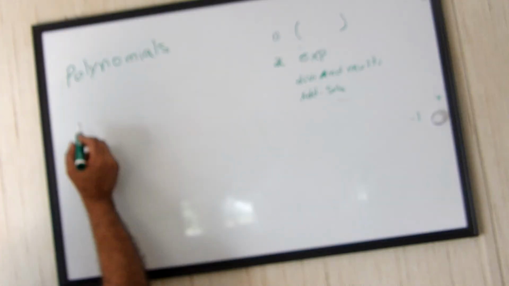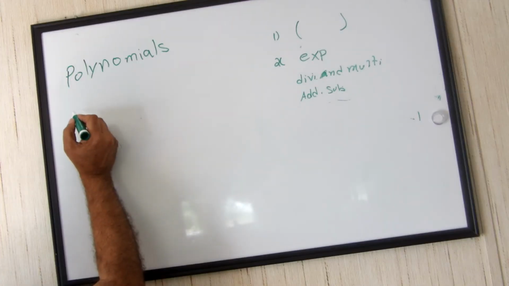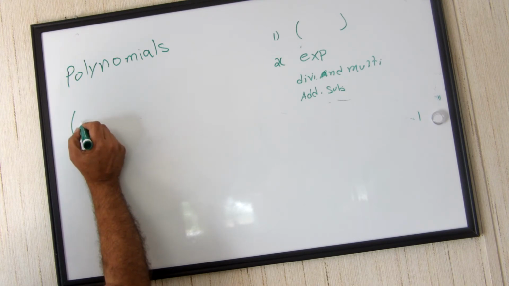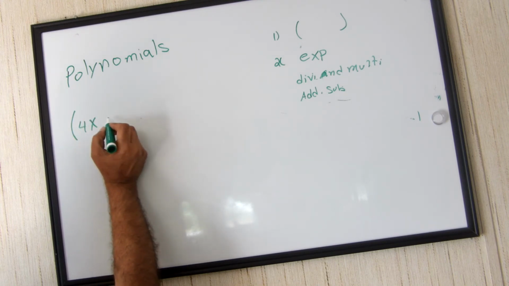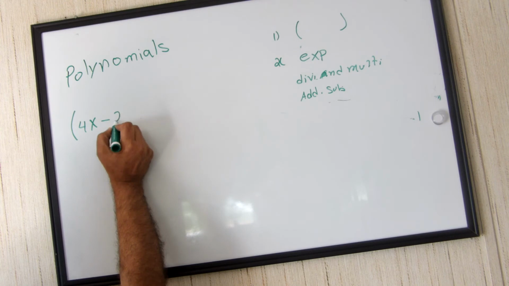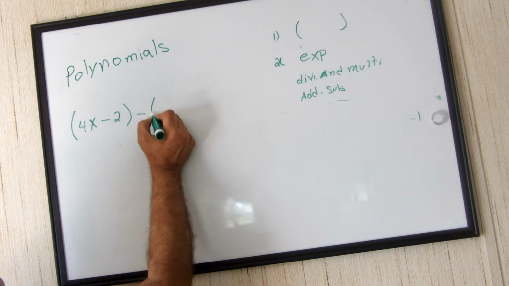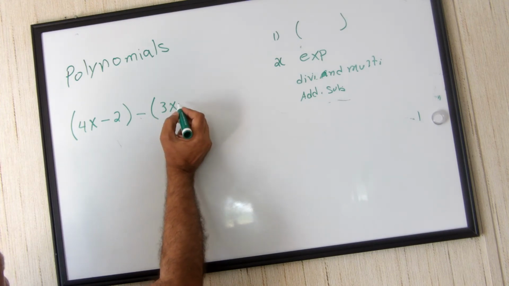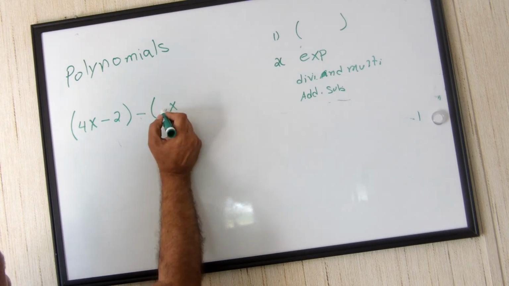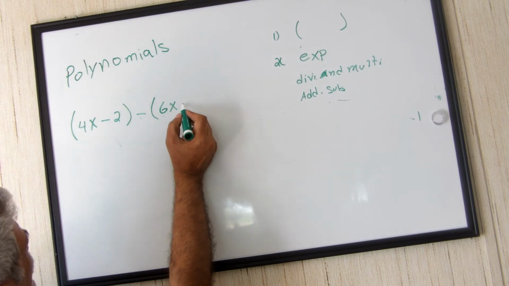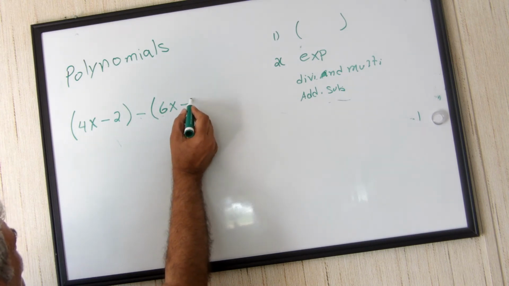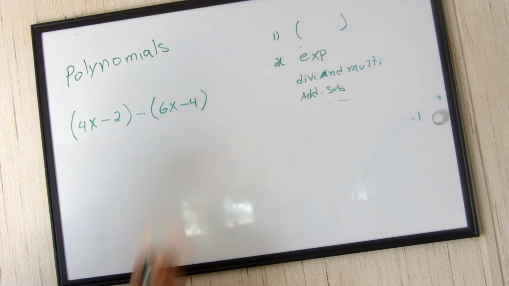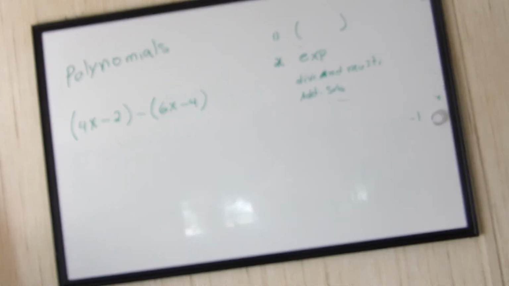Now that was addition and subtraction. We have 4x minus 2 minus 3x, let's see, 6x minus 4. Now you want to solve this.